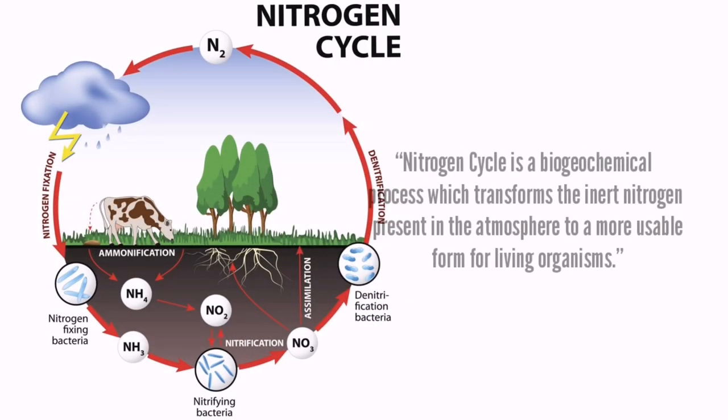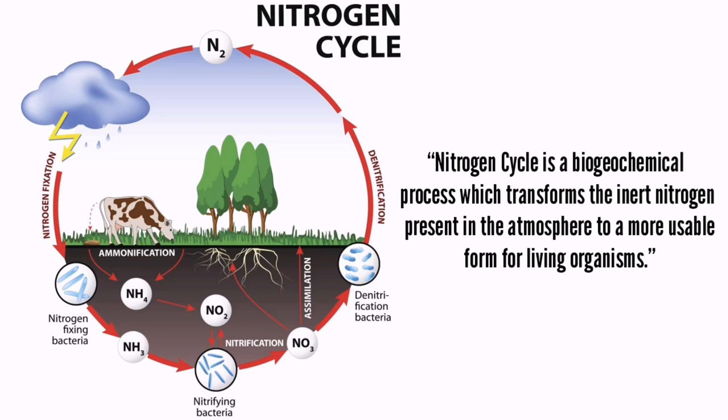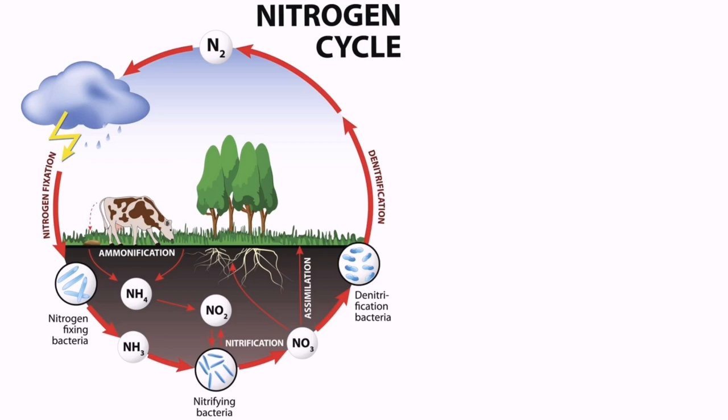The nitrogen cycle is a biogeochemical process through which nitrogen is converted into many forms, consecutively passing from the atmosphere to the soil, to organisms, and back into the atmosphere. Nitrogen exists in both organic and inorganic forms.